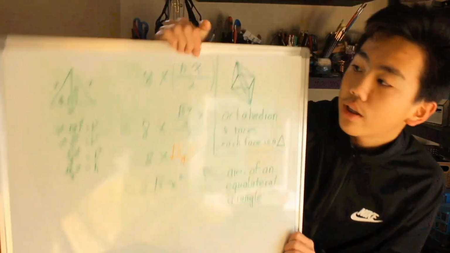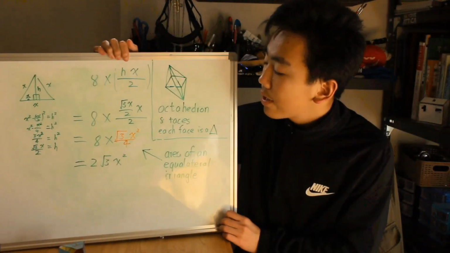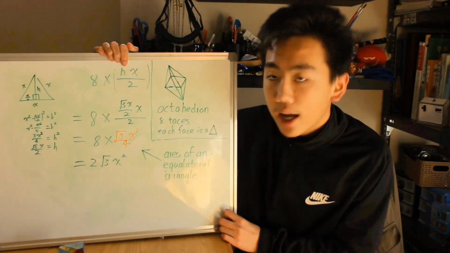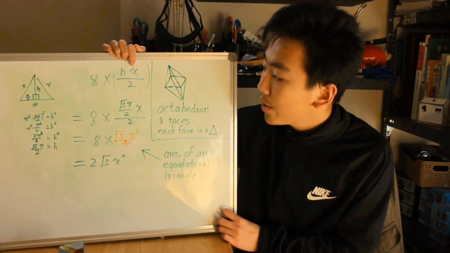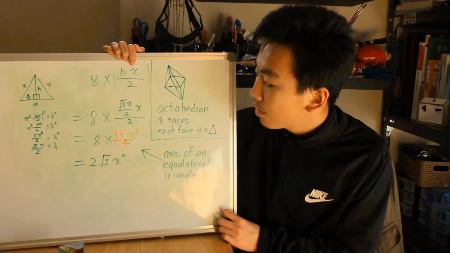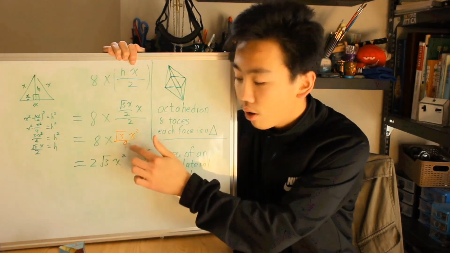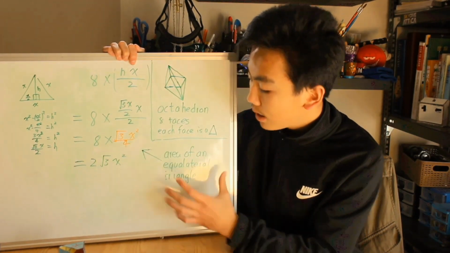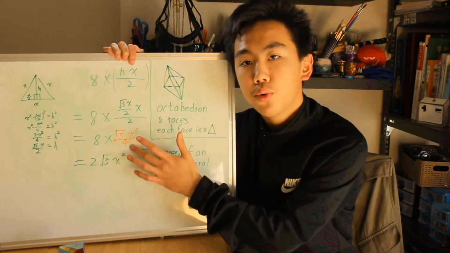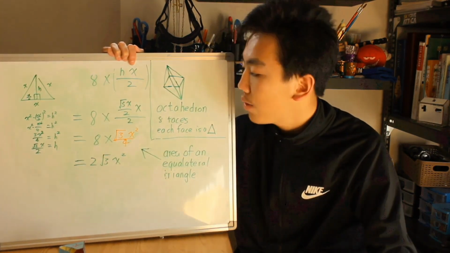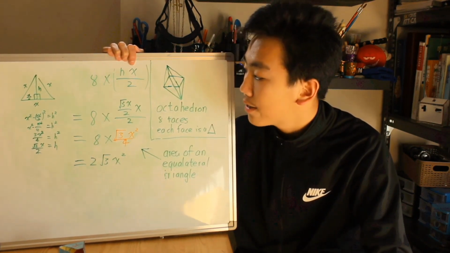And remember this thing we did earlier? That gives us h as square root of 3 times x over 2. We put it in the equation, we get square root of 3 times x over 2 times x over 2. It simplifies to square root of 3 times x squared over 4. And that's the area of an equilateral triangle. It's useful to know this because many regular polyhedrons have triangles as their faces.